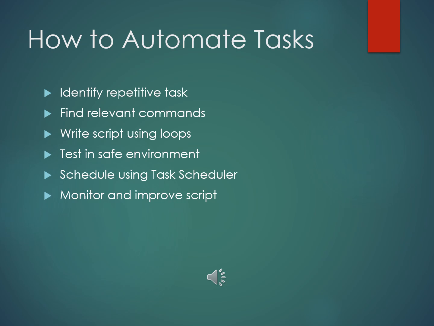Step 4. Testing. Never run scripts directly in production. Always test in a safe environment. One wrong script can impact multiple systems. Step 5. Scheduling. Once your script works perfectly, you can schedule it using tools like Task Scheduler or automation platforms. And finally, improvement. Your first script will not be perfect. That's okay. Keep improving it over time. Automation is not a one-time activity, it's a continuous process.